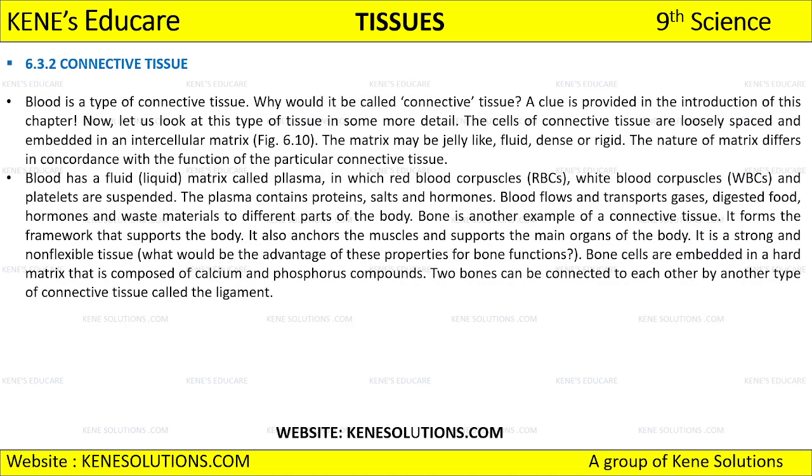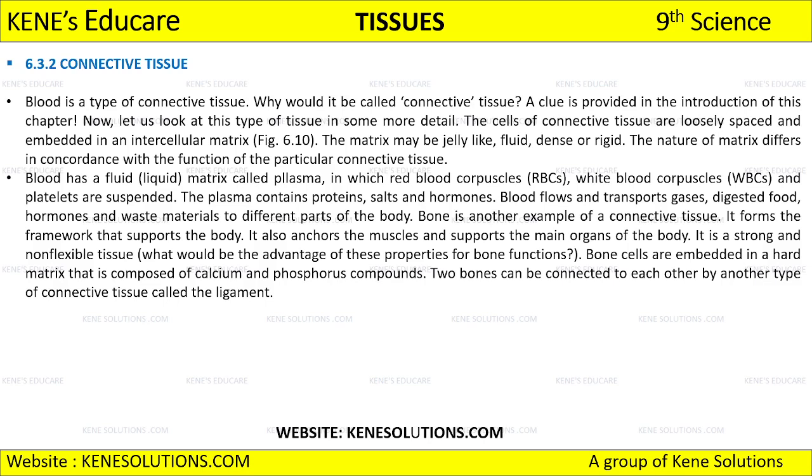So now we will be studying connective tissue. So see, now blood and bone are the two different types of connective tissue that we are going to discuss in detail. And as I already told you, the two best examples of connective tissue are blood and bone.